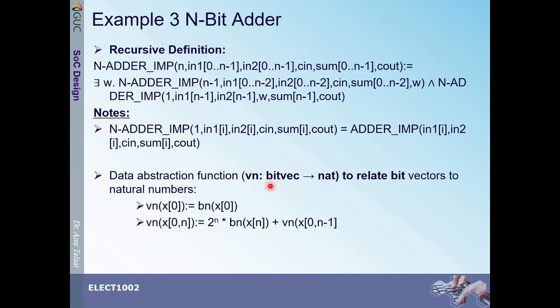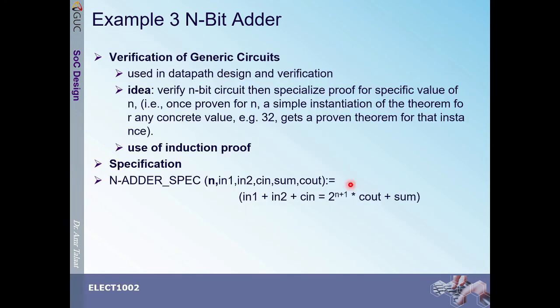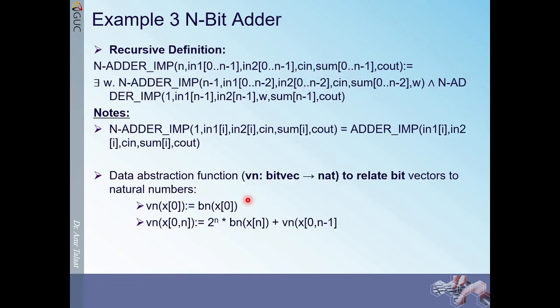Anyway, let's think about our recursive definition. And I'm sorry, this looks complicated. I'll say that the n adder implementation, that there exists a w or an x or anything, where it's an n adder implementation of n minus 1 and an n adder implementation of 1. The n adder implementation of 1 is the adder that we know. But there is a catch here, because when I write in1, it's from 0 to n minus 1. But when I write in the specification n, it's an integer. So I have to have a function that links in1 as a bit vector to in1 as an integer.